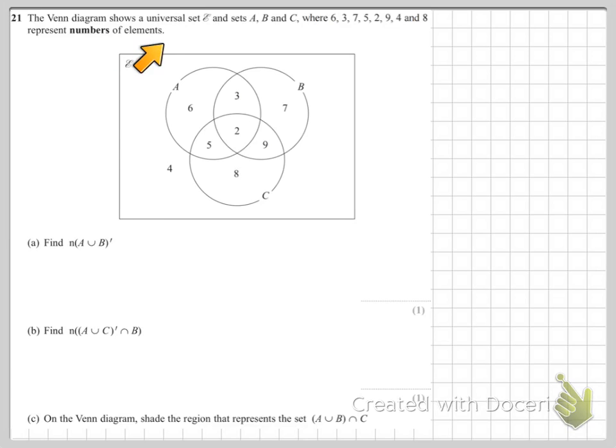Now, I don't like the wording, and they always use this wording. What they mean is those figures here represent how many elements there are in each region, not the numbers of elements. That's slightly ambiguous. If I gave you a 3 element and said, what's the number of this element, then that's ambiguous, isn't it? You don't know whether I'm asking you how many are there or what's the number on it. Well, if you ever see this, it literally means how many there are.